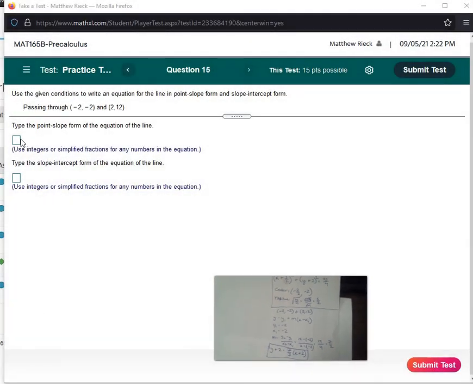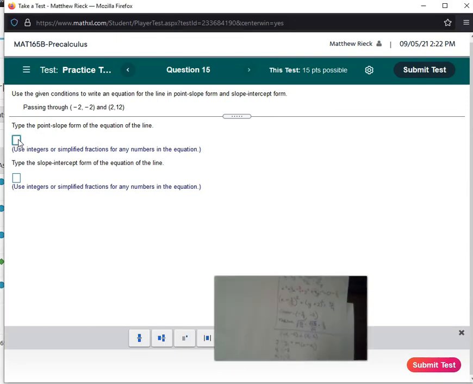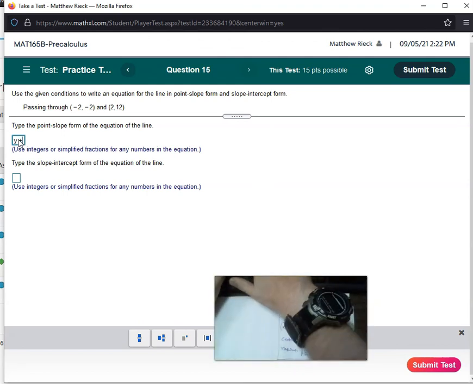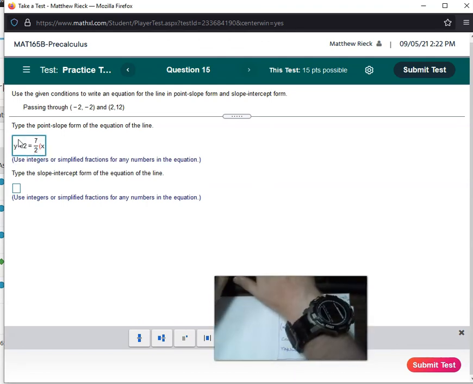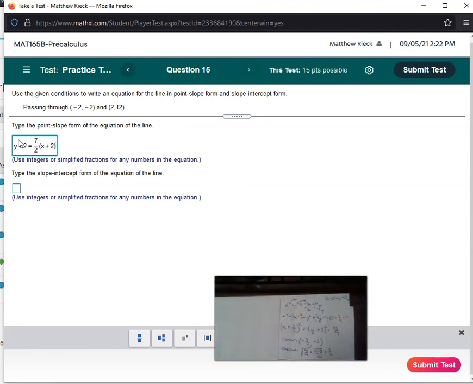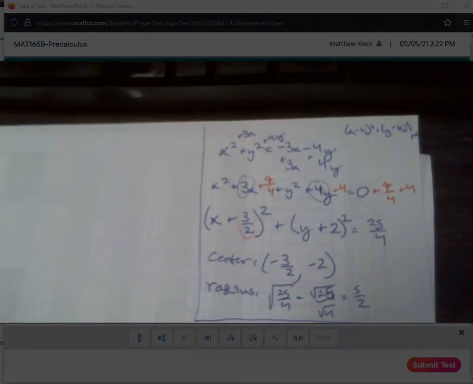In this case, it does want it in point slope form. Okay, so it did want it in that one. All right, perfect. So you have y plus 2 equals 7/2 times x plus 2. In this case, it also wants the slope-intercept form as well on the practice exam.